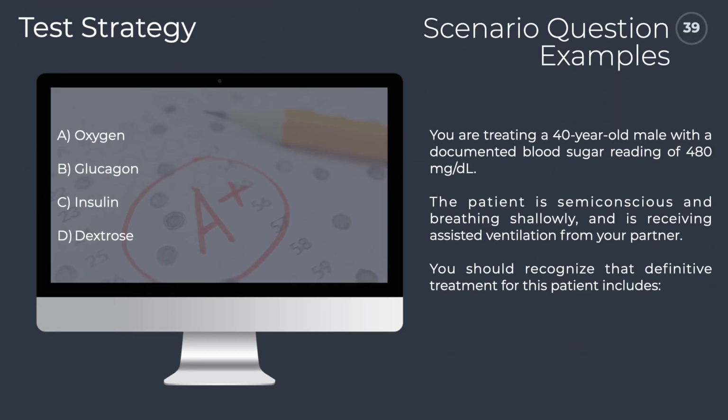Okay, one more question to practice before we're done. You are treating a 40-year-old male with a documented blood glucose reading of 480 milligrams per deciliter. The patient is semi-conscious and breathing slowly, and is receiving assisted ventilations from your partner. You should recognize that definitive treatment for this patient includes A, oxygen, B, glucagon, C, insulin, or D, dextrose. Take a moment to use the skills we've learned here to answer this question.